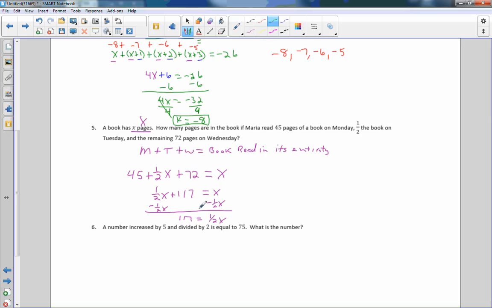Okay, so finally I need to multiply both sides by 2. And the 1/2 times 2 is 1, leaving me with x equals, and 117 times 2, 7 times 2 is 14, carry the 1, 2 plus 1 is 3, and 2 times 1 is 2. There are 234 pages in the book.